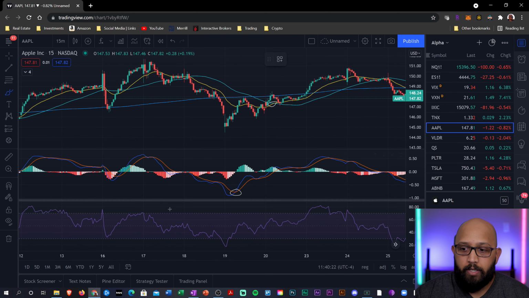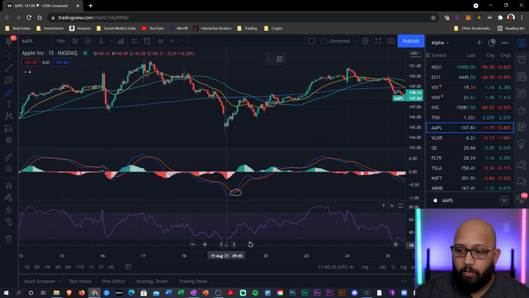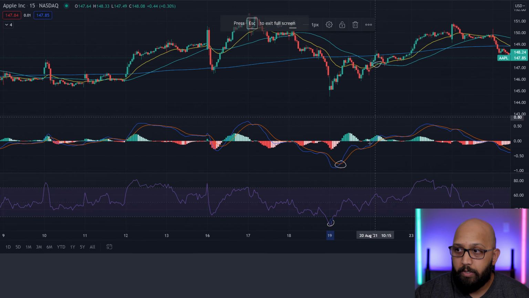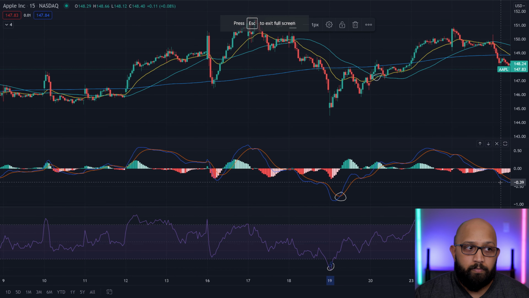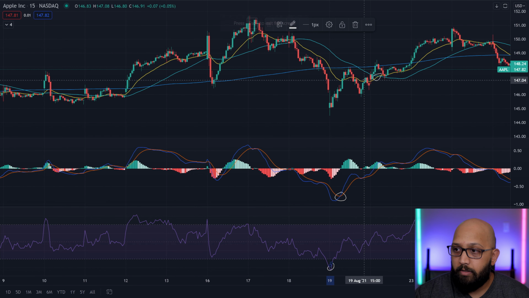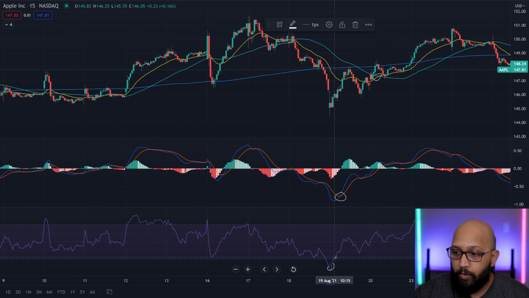So now let's take a look at the MACD, the RSI, and the moving averages and how they work together. So here we have the crossover here on August 19th. And we see here that it was oversold at this point here on August 19th. Let me increase this so you can see these three places here. So it's oversold here. Now, once it finds that bottom, it moves up.